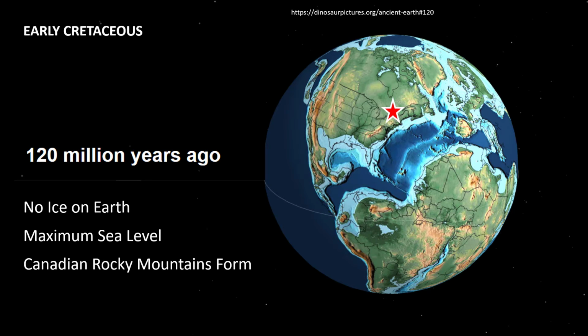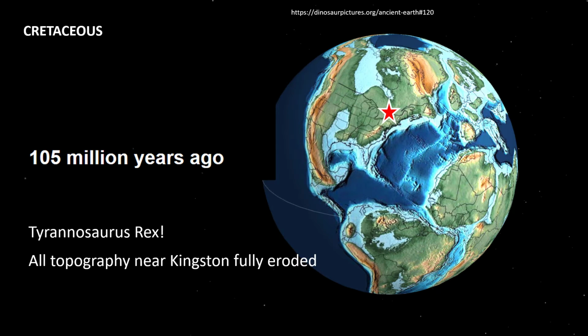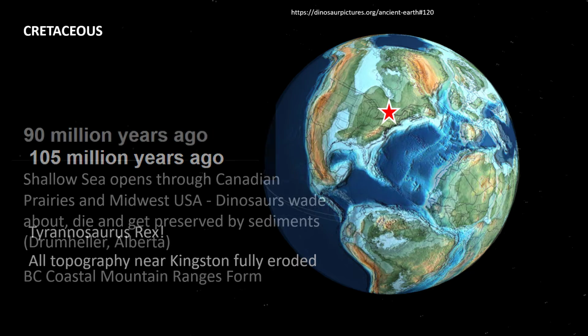120 million years ago, there was no ice on Earth. The maximum sea levels reached at this point, and if you look to the left of Kingston off the continent, you can see the Rocky Mountains beginning to form. 105 million years ago, Tyrannosaurus rex lives. All topography around Kingston is pretty much fully eroded at this point.